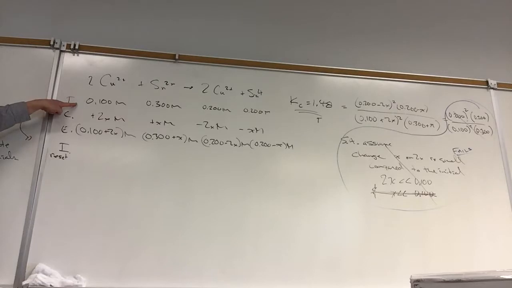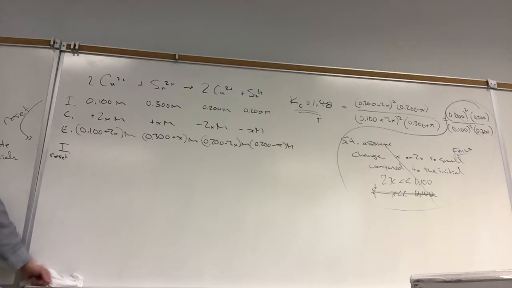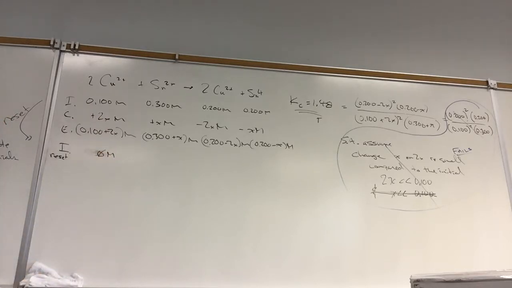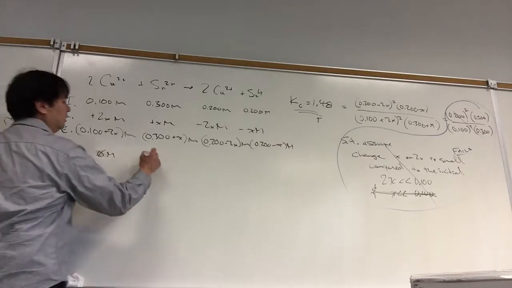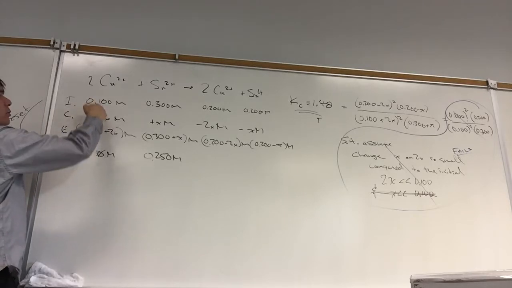So we have 0.100. What's our limiting reagent, the copper or the tin? The copper. So we lose all our limiting reagent, and we're going to be left with 0 here. How much tin will we have? 0.25? Yeah. All right, so if we know 2x is 0.100, then x is 0.050.